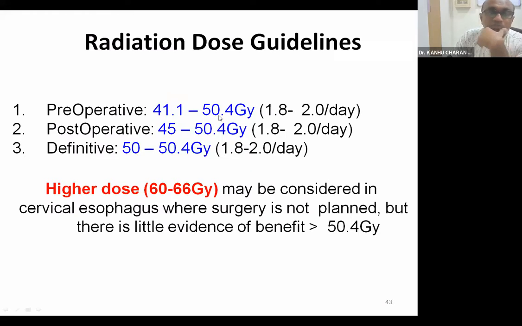I will come to that. Mostly in the pre-operative setting, you go for the CROSS protocol, 41.4 gray in 23 fractions, and in some cases you can go for 54 gray or 52.4 gray. Post-operative setting is 40 to 50 gray. Definitive setting is 50 to 50.4 gray in adenocarcinomas, and there are many meta-analyses showing that if squamous cell carcinoma is there, or cervical esophagus, you can go for 60 gray.